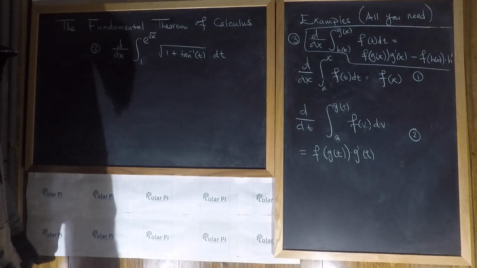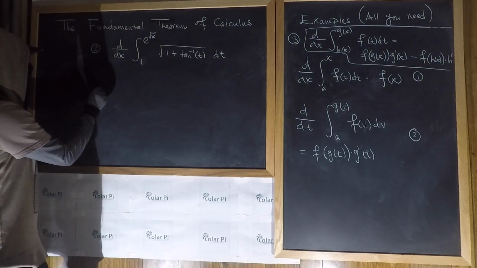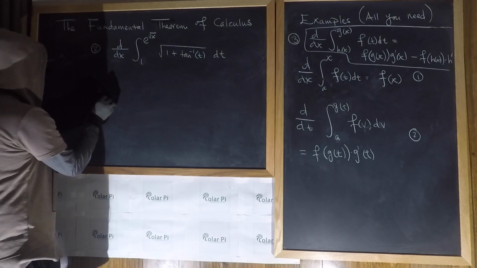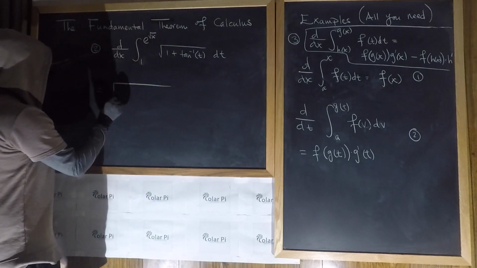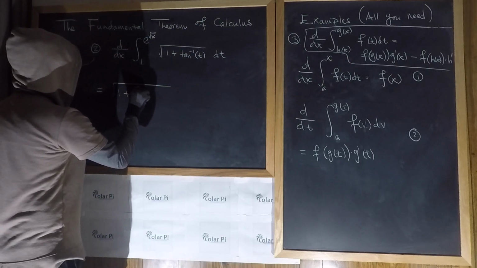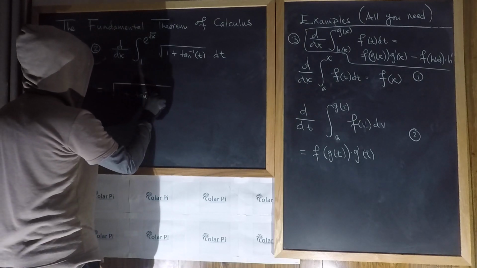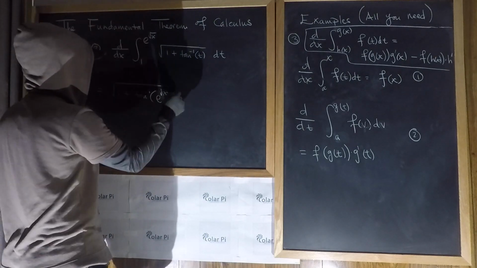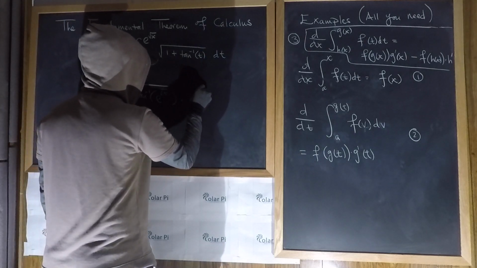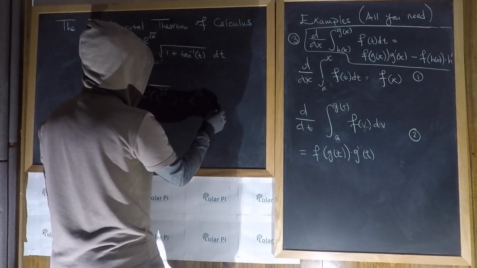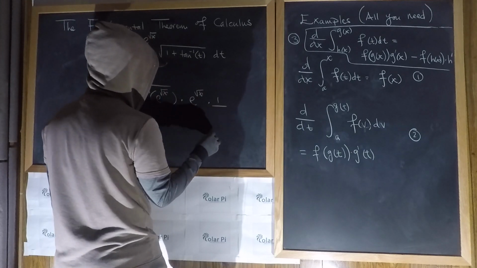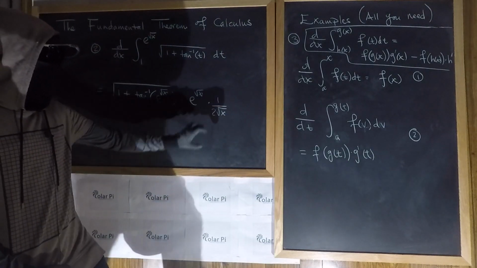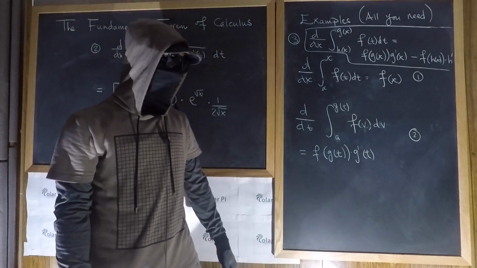Okay. So look at what it says. What we're going to do is say that this is equal to 1 plus tan inverse of e to the root x, right? And then times the derivative of e to the root x, which is e to the root x, times, what's the derivative of root x? 1 over 2 root x, right? I am confident the derivative of root x is 1 over 2 root x. Yeah, so this is it.